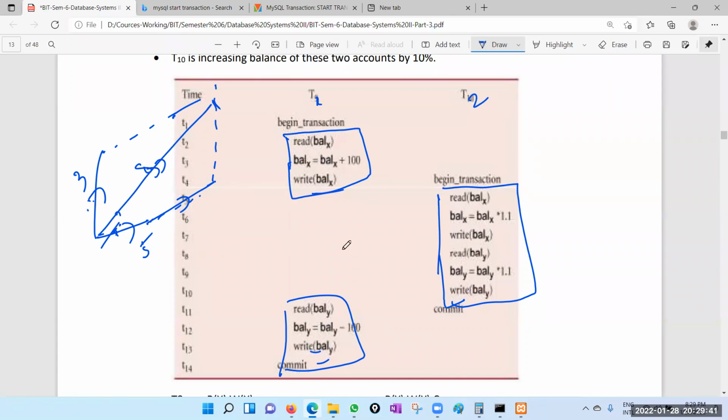So if this transaction schedule is equivalent to one of the serial schedules, then it is serializable. It's serializable.